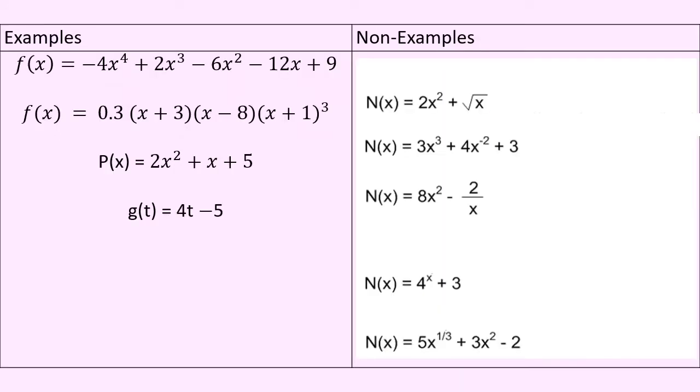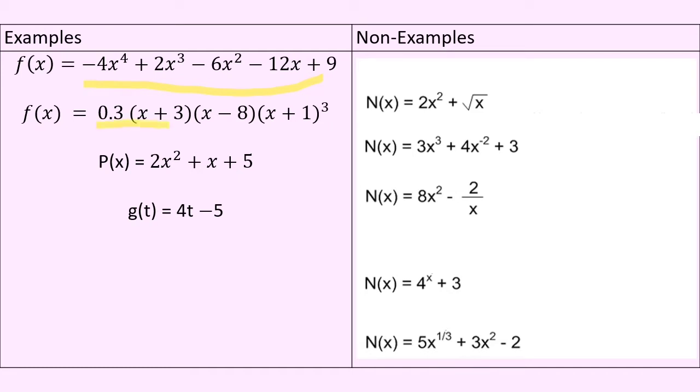All right, so here are some more examples and non-examples of polynomials. On the example side, we see that we have negative 4x to the 4, 2x to the 3 minus 6x squared minus 12x plus 9. You're going to see a lot of polynomials in that form. They're all whole numbers there. You'll notice that there are negatives, but the negatives are not in the exponent. The exponent has to be just whole positive numbers.